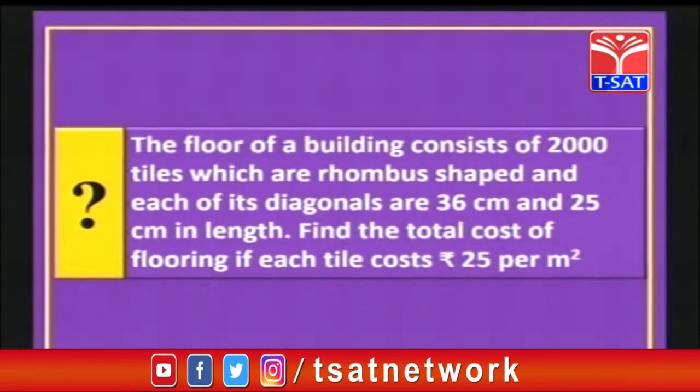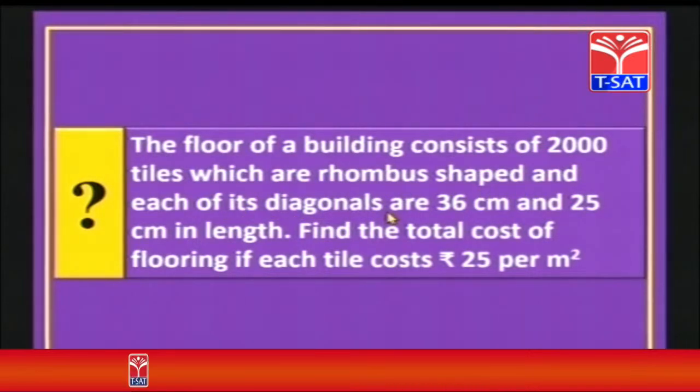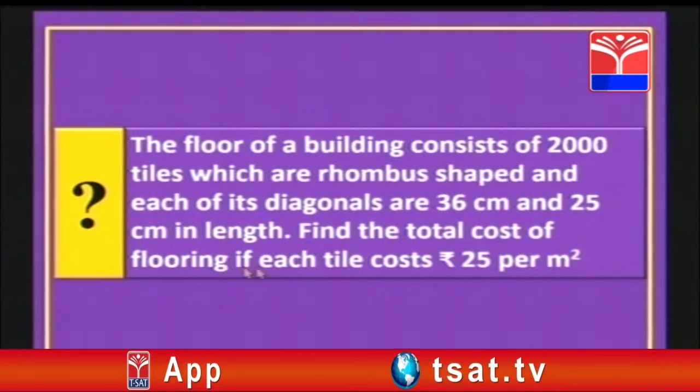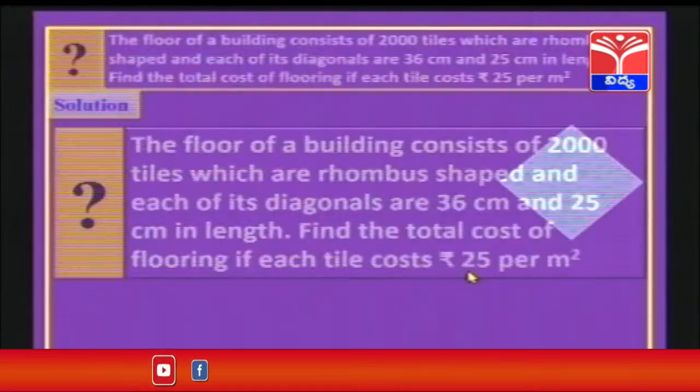The floor of a building consists of 2000 tiles which are rhombus shaped, and each of its diagonals is 36 centimeters and 25 centimeters in length. Find the cost of flooring if each tile costs 25 rupees per meter square. Let us start with the solution.